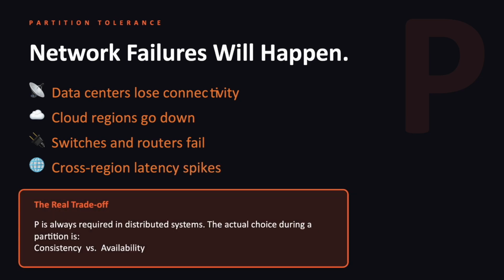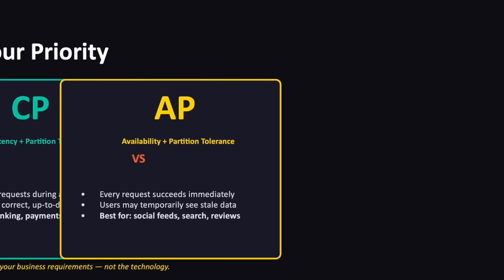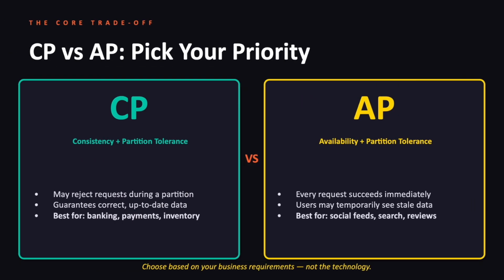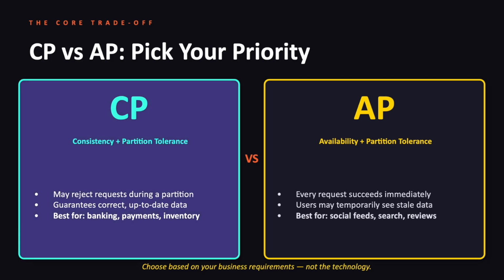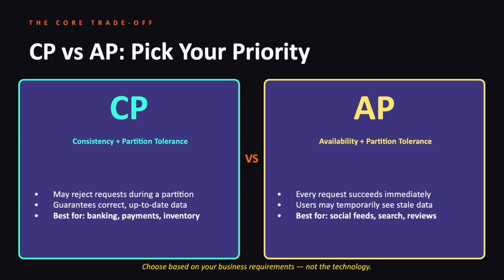A CP system prioritizes consistency. During a partition, it may reject requests to avoid serving incorrect data. That's ideal for banking payments and inventory. An AP system prioritizes availability. It always responds even if the data is temporarily stale. That's perfect for social media, search engines, and review platforms. The right choice depends on your business requirements.